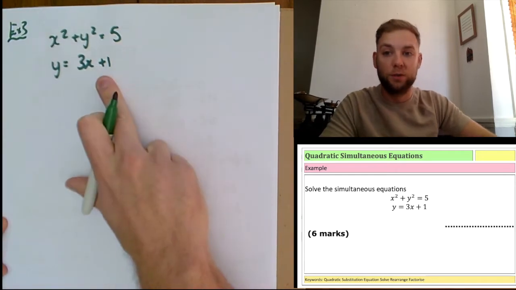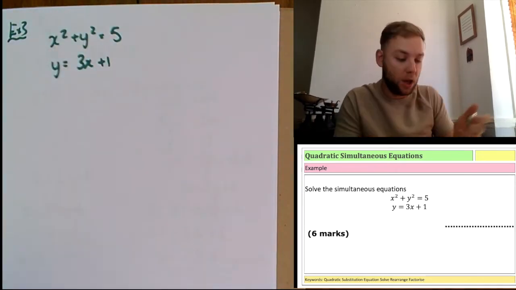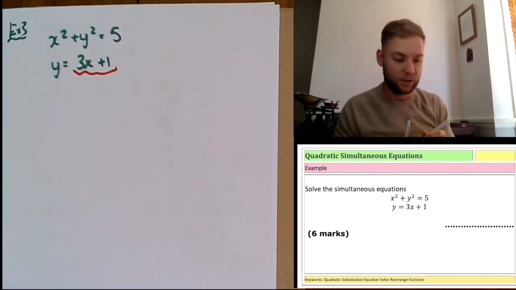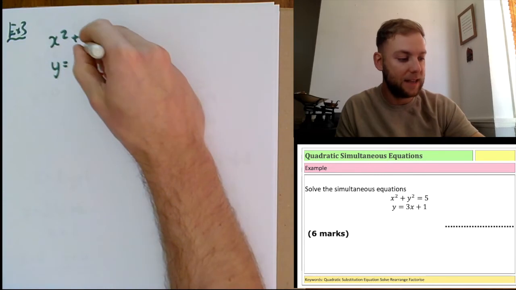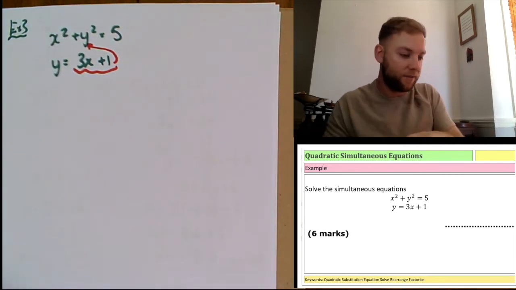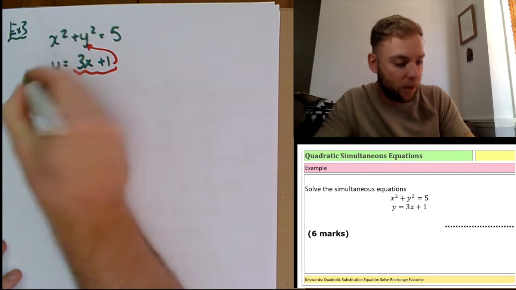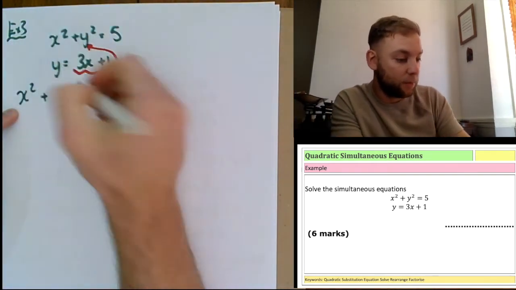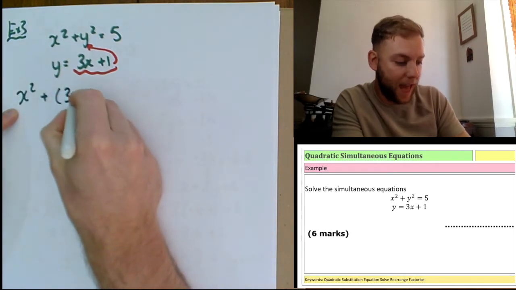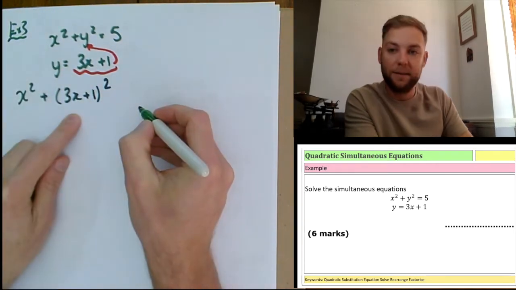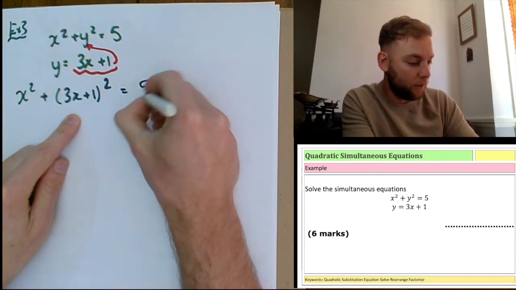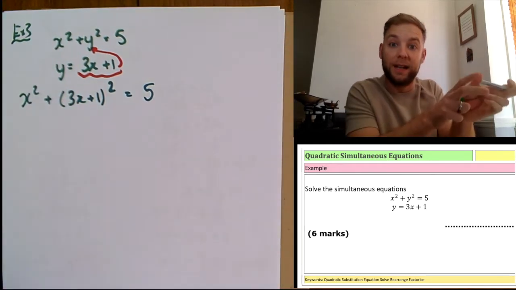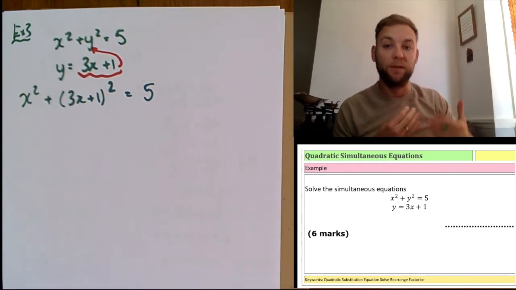I'm just going to substitute this one into here. So I'm going to replace the y with the part in x that I know, which is 3x plus 1. So I'm substituting this into this part here. Let's do that first of all. So I end up with x squared plus, putting all of this into here, so I'm going to need to use brackets, 3x plus 1 all squared, is equal to 5. Now we've substituted in, we're going to expand our bracket and then simplify and solve this.